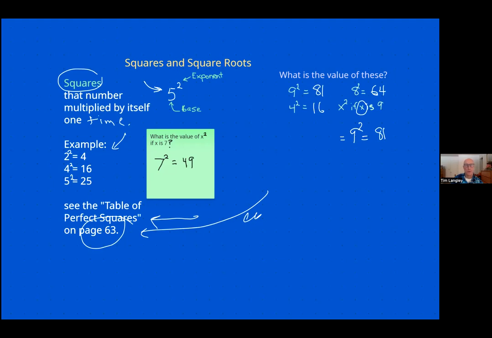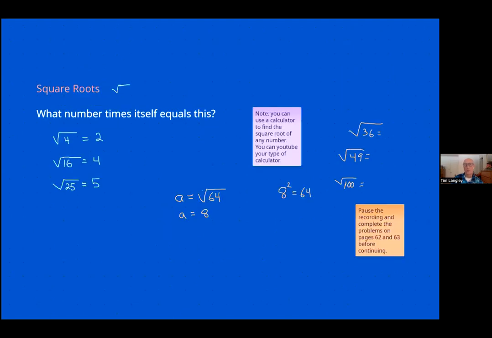All right, let's take a look at our next slide here and see how we do. The next concept. All right, we're also going to talk about square roots. So go ahead and pause the recording, copy down what's on the screen, and then press play.